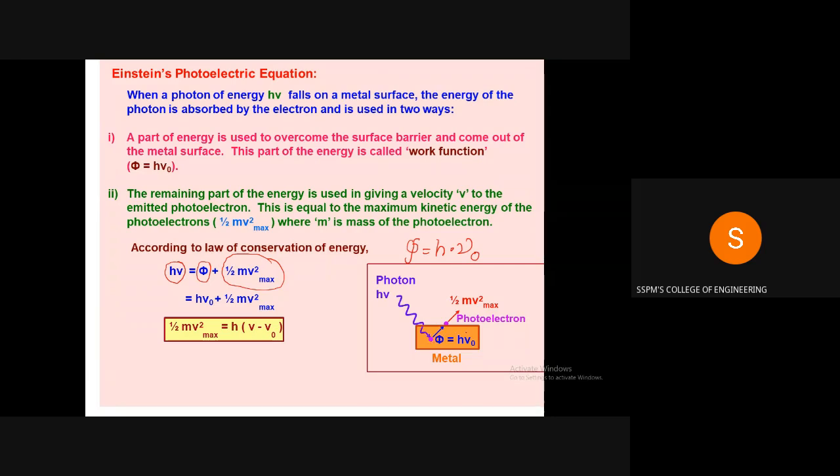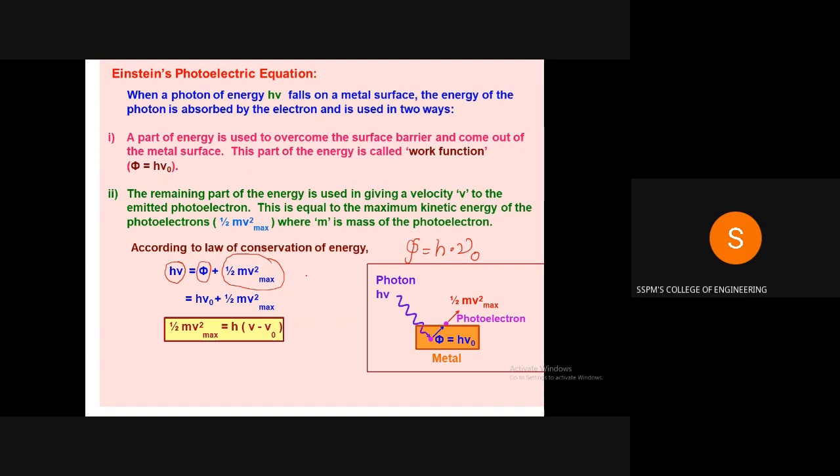Work function, because we know that if matter exists in the form of a solid, the solid consists of a large number of atoms, and atoms consist of electrons. There is a concept of ionization potential. In order to overcome this ionization potential, we need to apply external energy to free the electrons from that target material. So that concept is associated with work function, and work function equals h into mu zero.